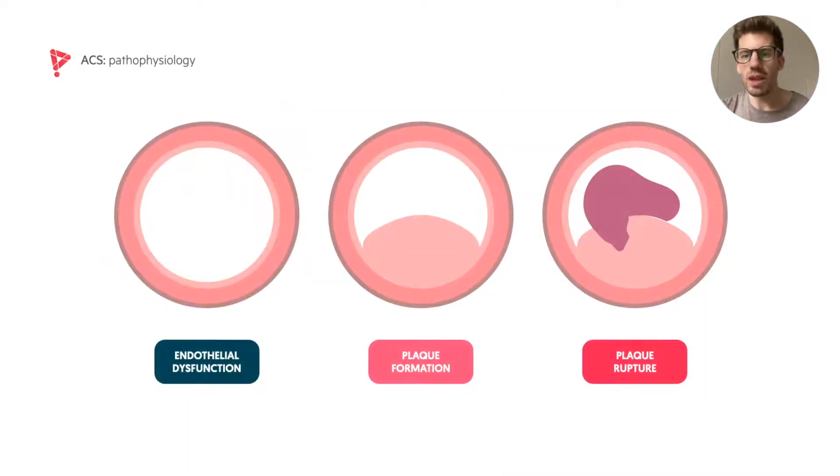So the principal mechanism of acute coronary syndrome is atherosclerotic disease, leading to plaque formation in the coronary arteries, which can then rupture and then lead to occlusion. So patients with risk factors for atherosclerosis are at risk of developing plaque rupture and acute coronary syndrome, including those with hypertension, diabetes, smoking, hypercholesterolemia, and a positive family history.